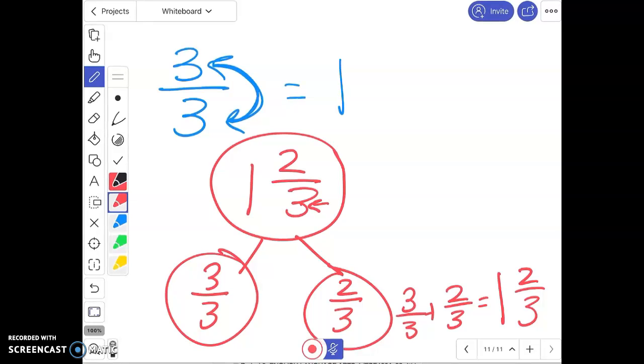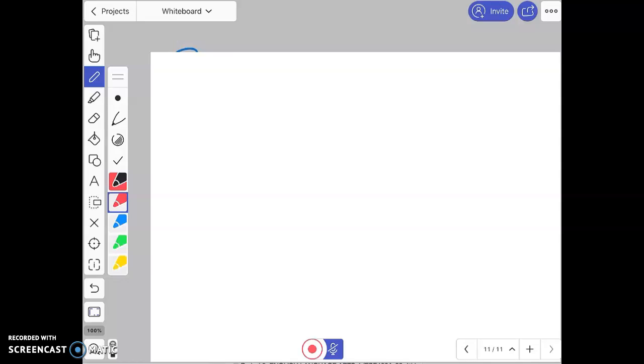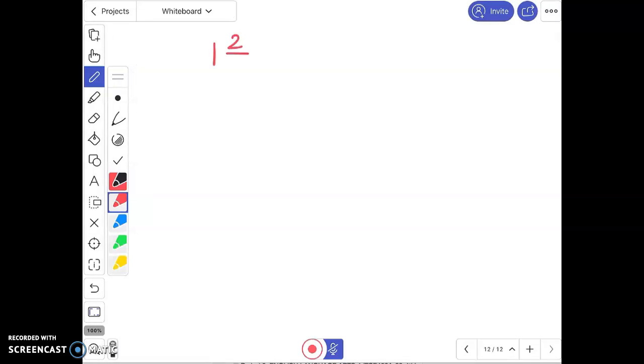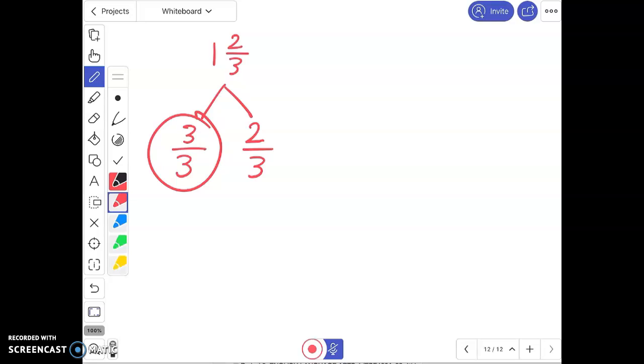Another way might be to further break down the 3/3. I'm going to go to a new screen so that I have more space. So if I have 1 and 2/3 and I broke that down into 3/3 plus 2/3, I could further break this down into, let's say, 2/3 and 1/3. So then I would have 2/3 plus 1/3, that equals the whole, and then add on the other 2/3 that I brought from right there. That's another way to do it.